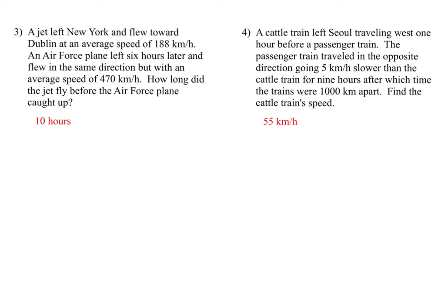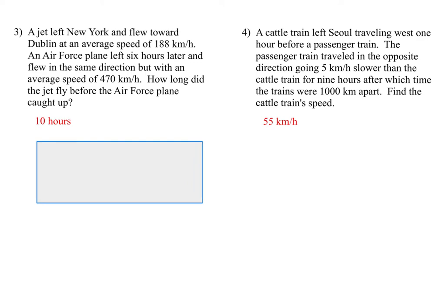A jet left New York and flew towards Dublin at an average speed of 188 kilometers per hour. An Air Force plane left 6 hours later and flew in the same direction, but with an average speed of 470 kilometers per hour. How long did the jet fly before the Air Force plane caught up? This is actually identical to the one we just did. They left at the same point. They ended at the same point, okay? And so you are going to set it up exactly the same. You're just going to have different things that you know and do not know.